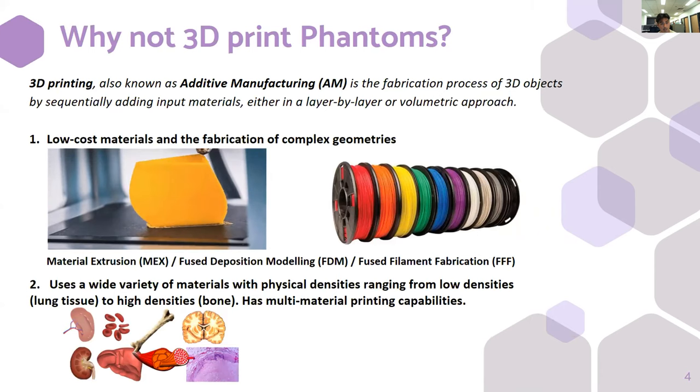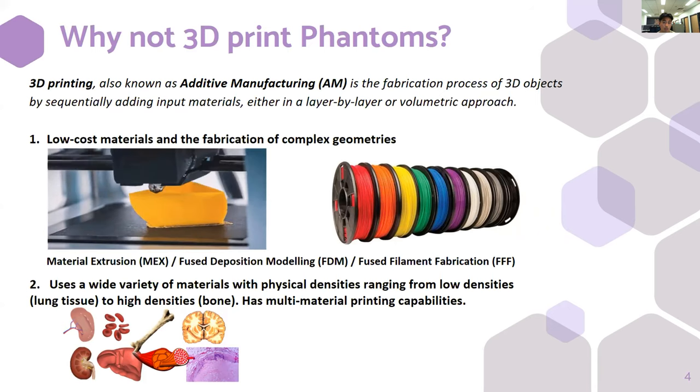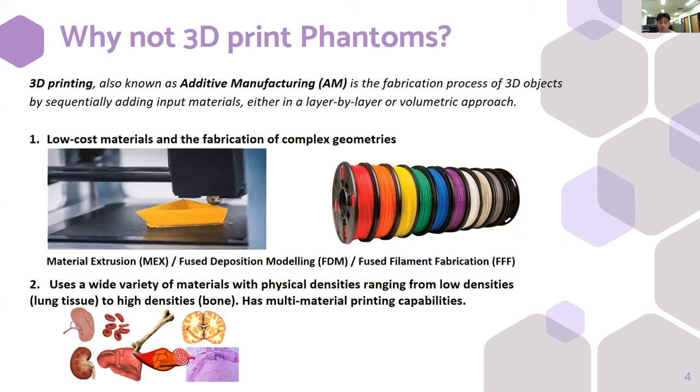That's what Tomas has introduced. 3D printing is also known as additive manufacturing, or AM, and is the manufacturing technology that adds input materials in a layer by layer or volumetric process. As an example below, the animation shows a commonly used 3D printing technology called material extrusion, also known as fused deposition modeling, FDM, or fused filament fabrication, FFF. And this is where melted thermoplastics or composites are extruded in a layer by layer fashion.